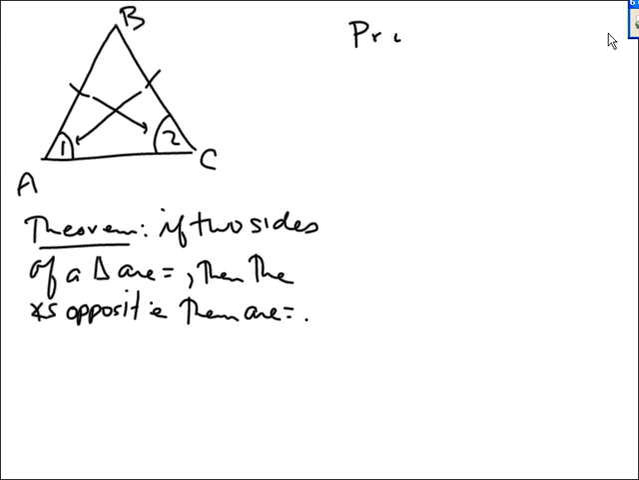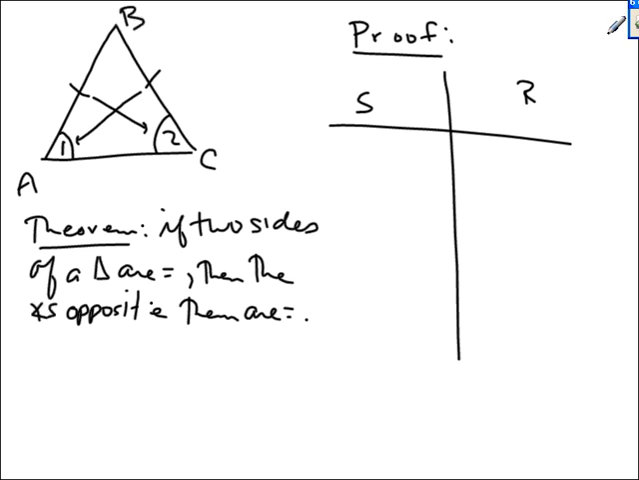So, proof. Statement and their corresponding reasons. Okay, first, let me clean up this picture a little bit. Okay, so AB and BC line segments, they're equal. Why? That was given.